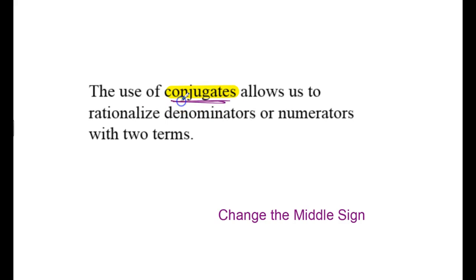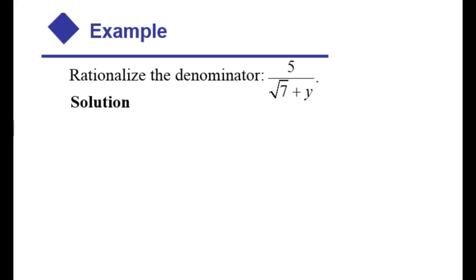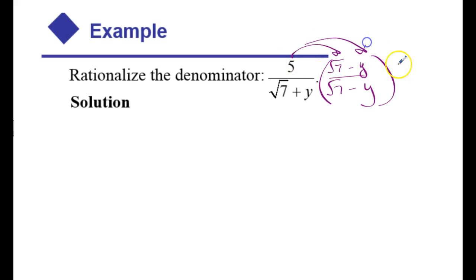So again, the use of conjugate sometimes, which says change that middle sign, is a very helpful strategy in solving it. So the conjugate here would be the square root of 7 minus, changing the middle sign, and the square root of 7 minus y. So up top, all I have to do is distribute, and I'll end up with 5 square roots of 7 minus 5y. In the denominator, I'm going to FOIL.